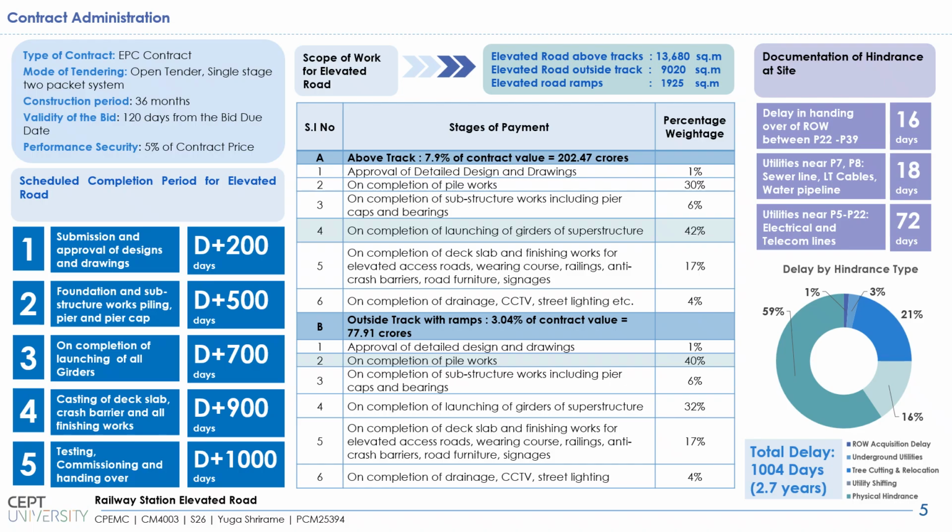Out of all the hindrances, ROW acquisition delay was also one of the concerning issues, even though it accounts for a small part of it; it was also a number of days due to which the project was delayed. So the total delay of the project currently, as on date, was 1004 days, which is around 2.7 years.